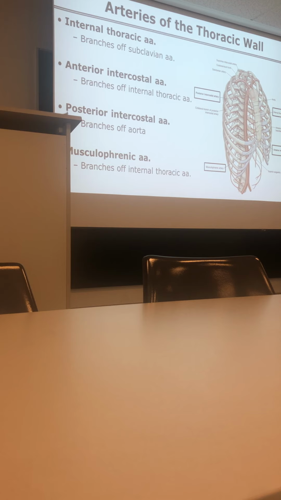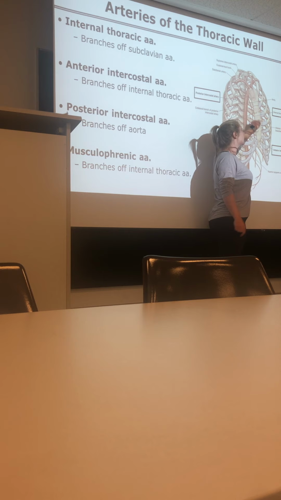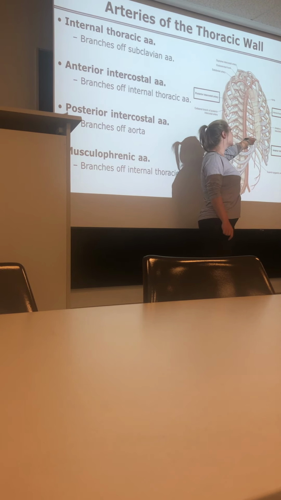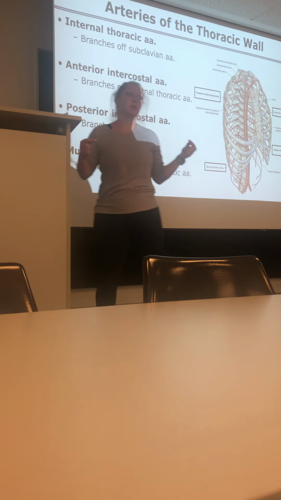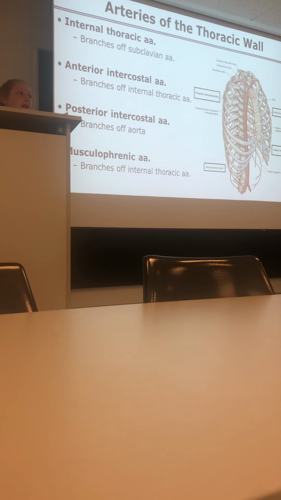We also have our anterior intercostals that are going to branch off of the internal thoracic artery. So we have anterior intercostals and we have posterior intercostal arteries. Our internal thoracic is going to come down on the deep surface of our anterior thoracic wall, and it's going to give off branches that are our anterior intercostal arteries. So if you're looking at the anterior thoracic wall, the VAN structures are going to be your anterior intercostal vein, your anterior intercostal artery, and your intercostal nerve.